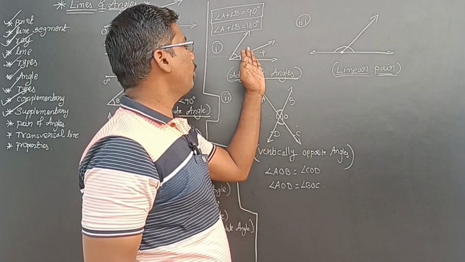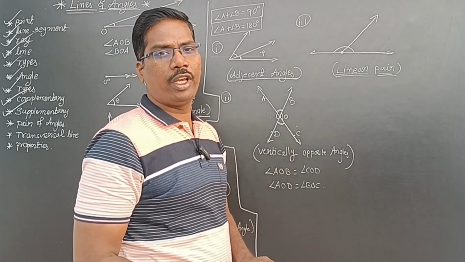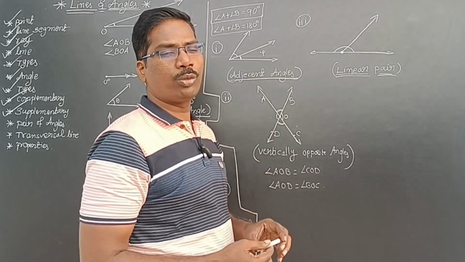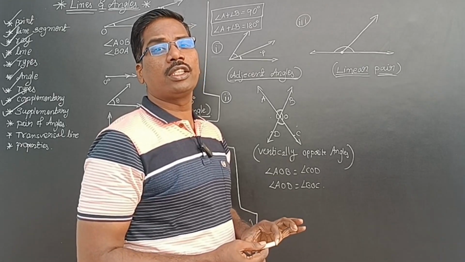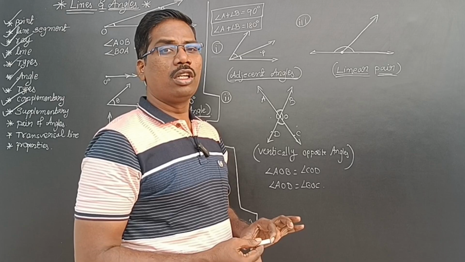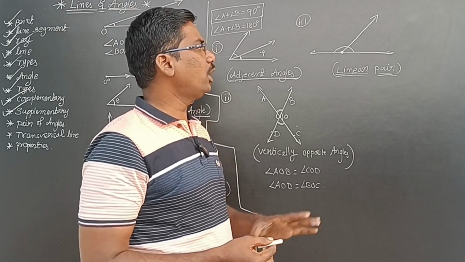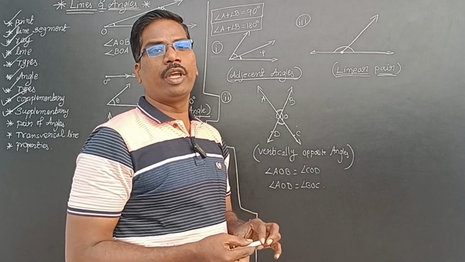Or if you want to say using adjacent angles, you can say two adjacent angles are said to be a linear pair if the sum of the two angles is 180 degrees. The two angles are making supplementary angles. Then those angles are called a linear pair.